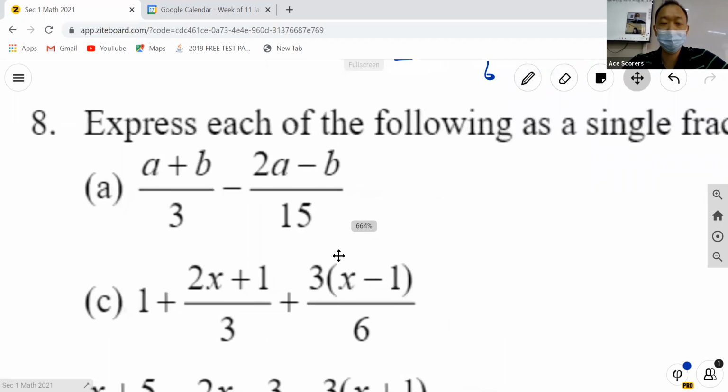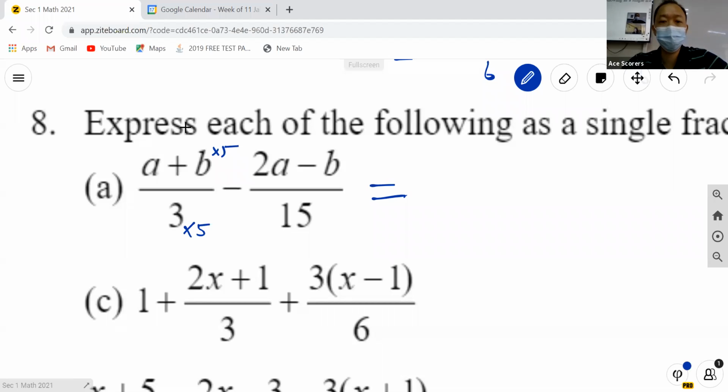Actually, it's not more difficult. It's the same. Just that we include one more fraction, or maybe the alphabets are slightly different. So here's another one: a plus b over 3 minus 2a minus b over 15. What's a common denominator? 15. So here I times 5, and here times 5.